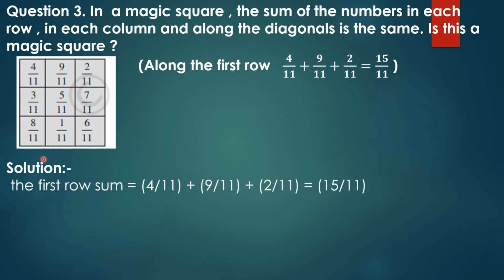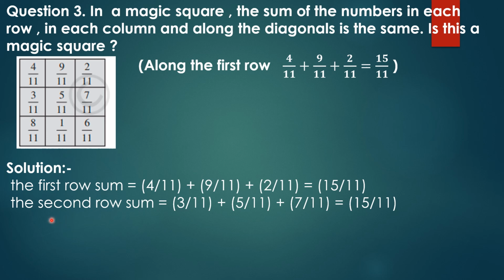So the same addition method we will use while solving the questions. Consider the first row sum, which is given. So write it down as it is, and consider the second row: the sum equals 3 by 11 plus 5 by 11 plus 7 by 11. 11 remains as it is, the denominator, and the numerator is 3 plus 5, which is 8, 8 plus 7, 15. So this is 15 by 11.